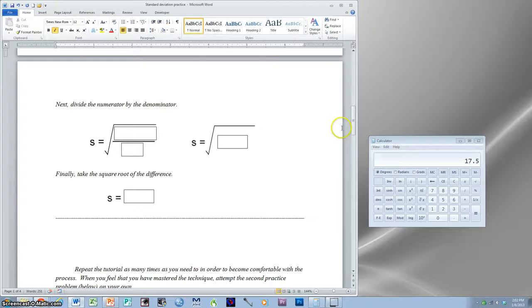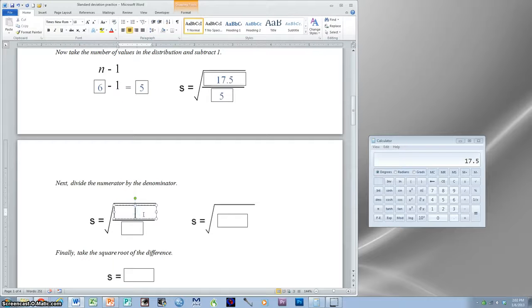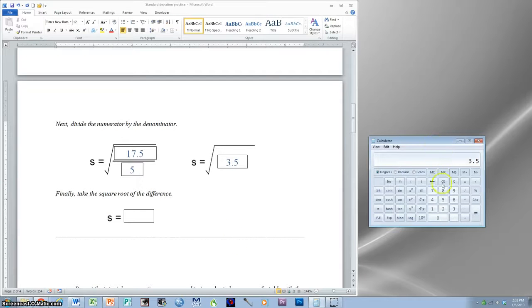Okay, scroll down here. Let's see here. It's exactly the same thing right here. Just wrote it again. Okay, so let's divide this. So 17.5 divided by 5 is 3.5. Like that. The square root of 3.5. So where's our square root button? It is right here. Also called a radical.